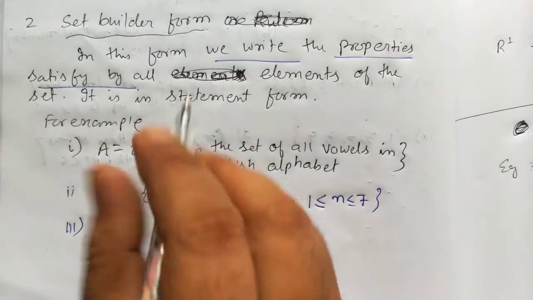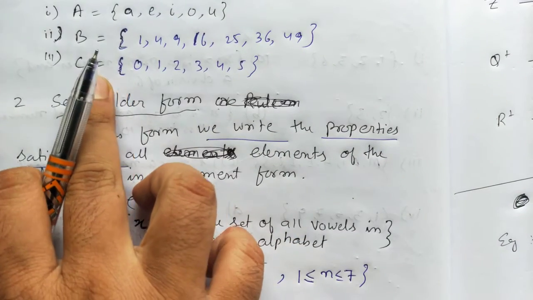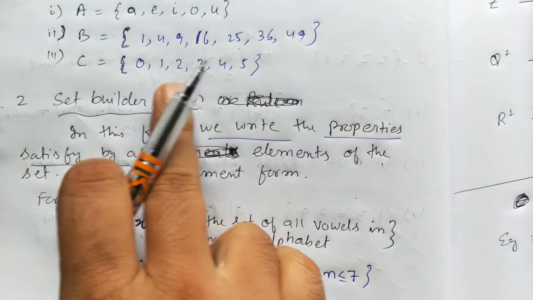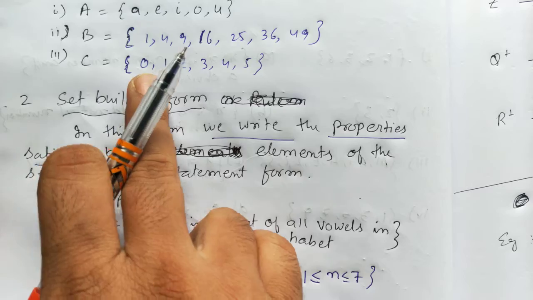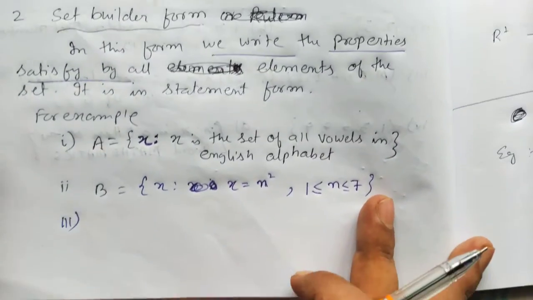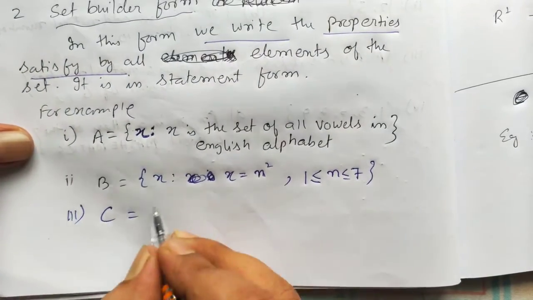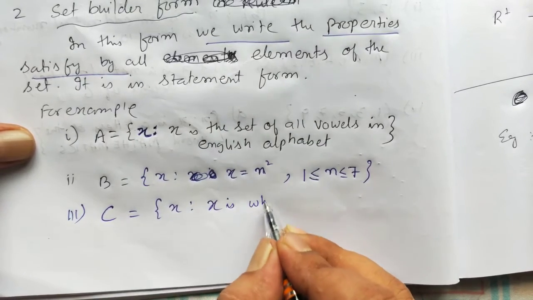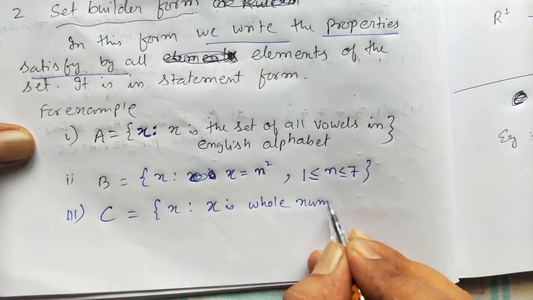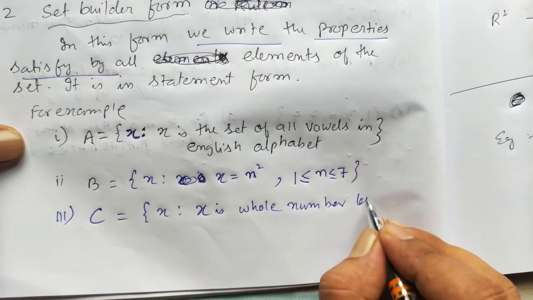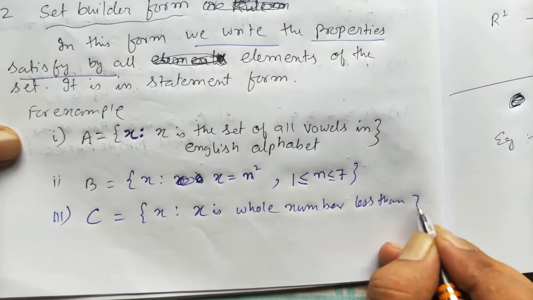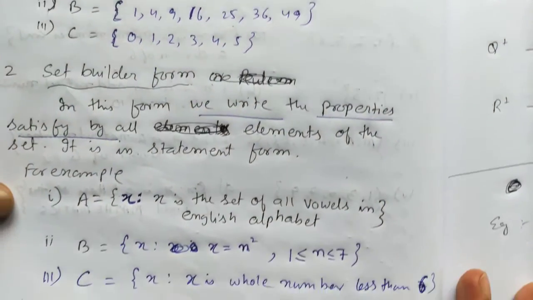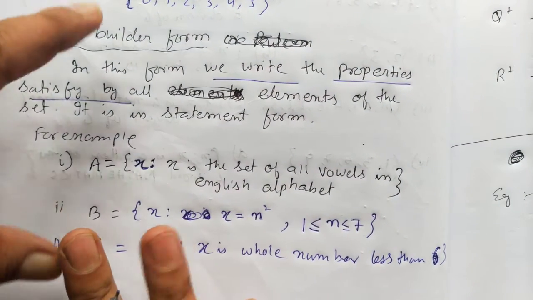Third statement, I'm going to represent this roster form from set builder form. I have written here C equal to 0, 1, 2, 3, 4, 5. So if it starts from 0, it's a whole number. So we can say that C equal to X such that X is a whole number less than 7 or less than 6, since you're writing up to 5. This is just an explanation, okay, but it's better if you write it down.